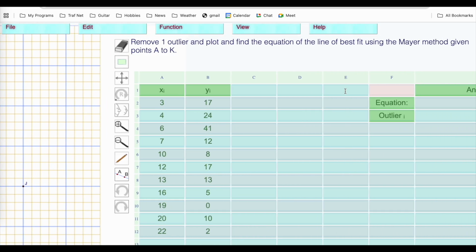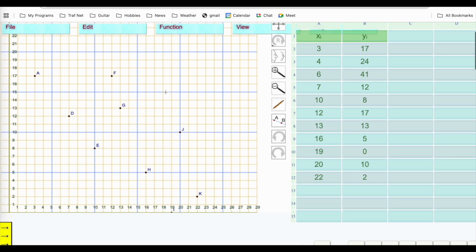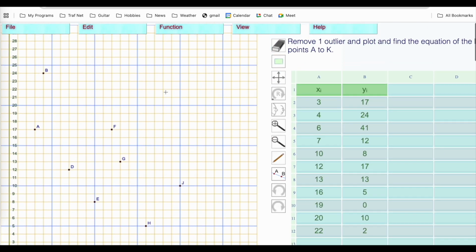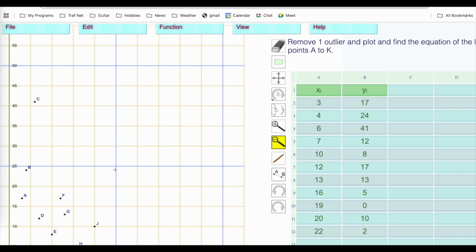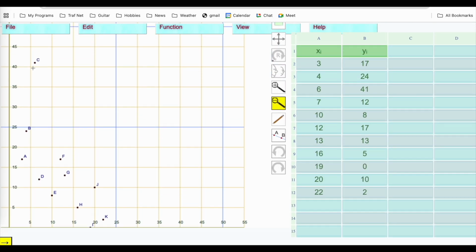Let's do one more quick one. We have an outlier in here somewhere. Let's see if we can spot it. We're going from A to K. We can also zoom out to get a better sense of it. We can see that it's the C. The C is way out there. All of our other data is around here. The C is the outlier.